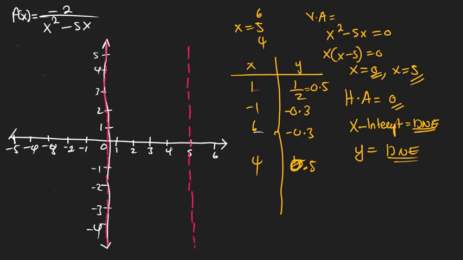I'm going to plot the first point. 1, 0.5 is here. Leave the point there. The second one is negative 1, negative 0.3. So negative 1, negative 0.3 is here.